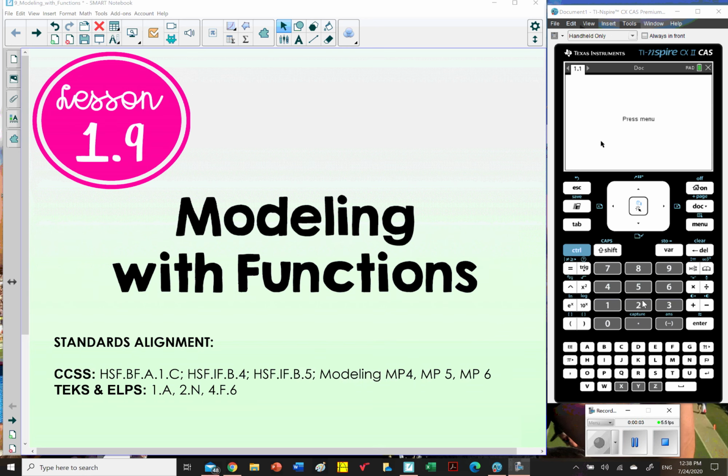Hi everybody, we're in lesson 9. This is our last lesson in unit 1, modeling with functions for pre-calculus.